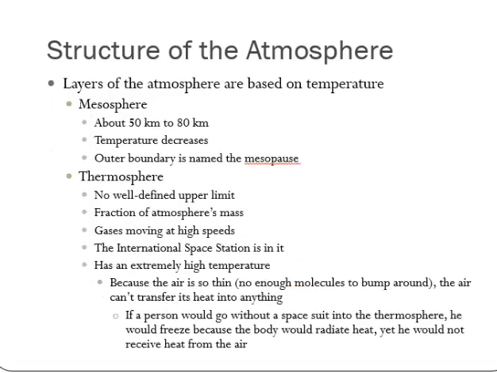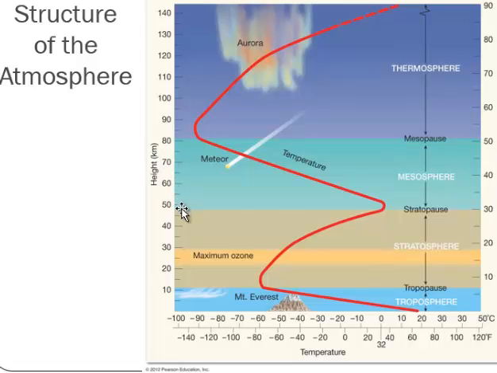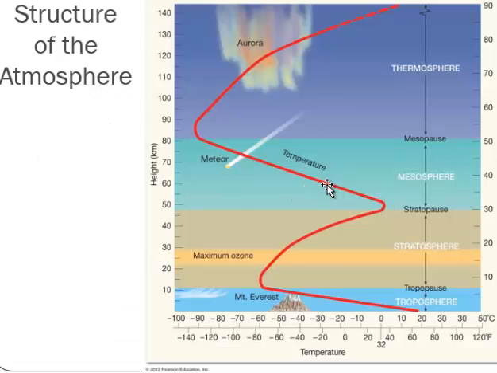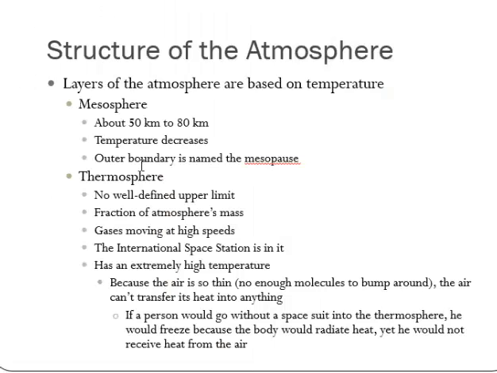On top of that, you have the mesosphere, which starts at about 50 kilometers and ends at about 80 kilometers above sea level. The temperature decreases as you go up, starts over here, goes down, down, down, till it's extremely cold. The outer boundary of that is the mesopause, and then finally you have the thermosphere, which is hot. It's the outer area of the atmosphere. There's no real well-defined upper limit. It just fades away into outer space. The gases are moving at high speeds, and it has a very small percentage of the mass of the atmosphere.